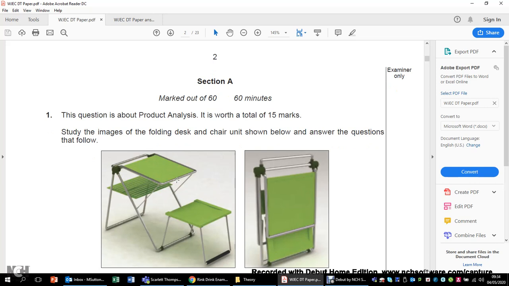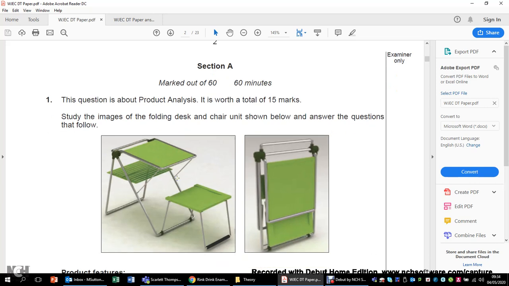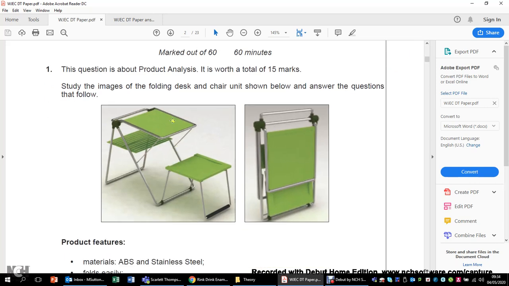Study the images of the folding desk and chair unit shown below and answer the questions that follow. So you can see we've got a colour picture, which is unusual for an exam question. So they've splashed out a bit. You can see that we've got a folding chair and table, well, a little stool and table actually. You have got these bits just here that come down. You can see that we've got them linking just there, and you've got these green sections for the top of the table, the seat itself, and also like a shelf part, and you can see it folds up like this. Just a little bit on the flimsy side, but it's obviously going to be for camping.